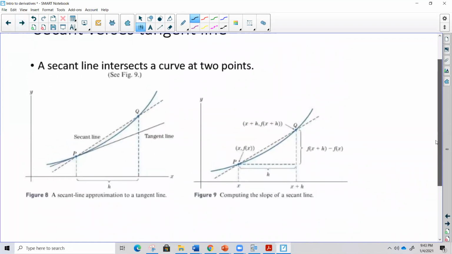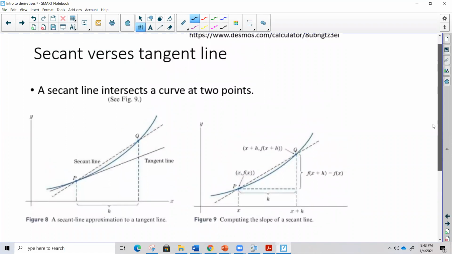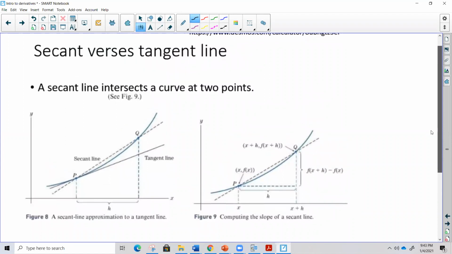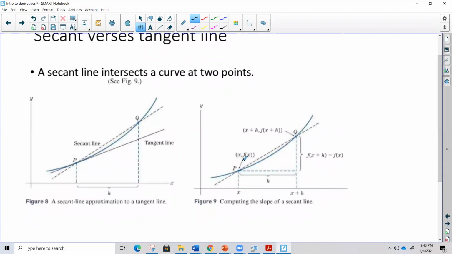And we often do this without the x naught. We put x, but it's the same idea. So f of x, and here's Q, x plus h, f of x plus h. And if we move Q closer and closer to P, if we make the distance between Q and P on the x-axis 0 or close to 0, we are going to get the tangent line.